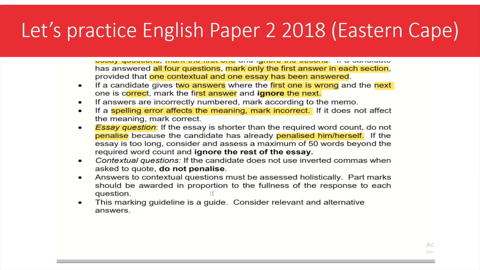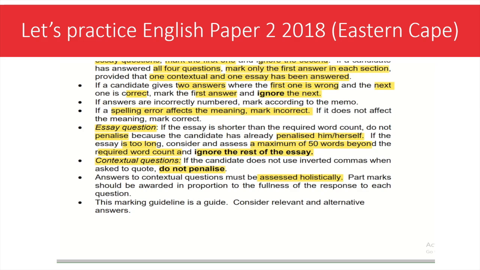Then, if the essay is too long, consider and assess a maximum of 50 words beyond the required word limit, and then you need to ignore the rest of the essay. Then for the contextual questions, if the candidate does not use inverted commas when asked to quote, you do not penalize. Contextual questions must be assessed holistically, so we need to look at it wholly as a big part of a whole. Part marks should be awarded in proportion to the fullness of the response to each question. And then once again, this is just a guide.